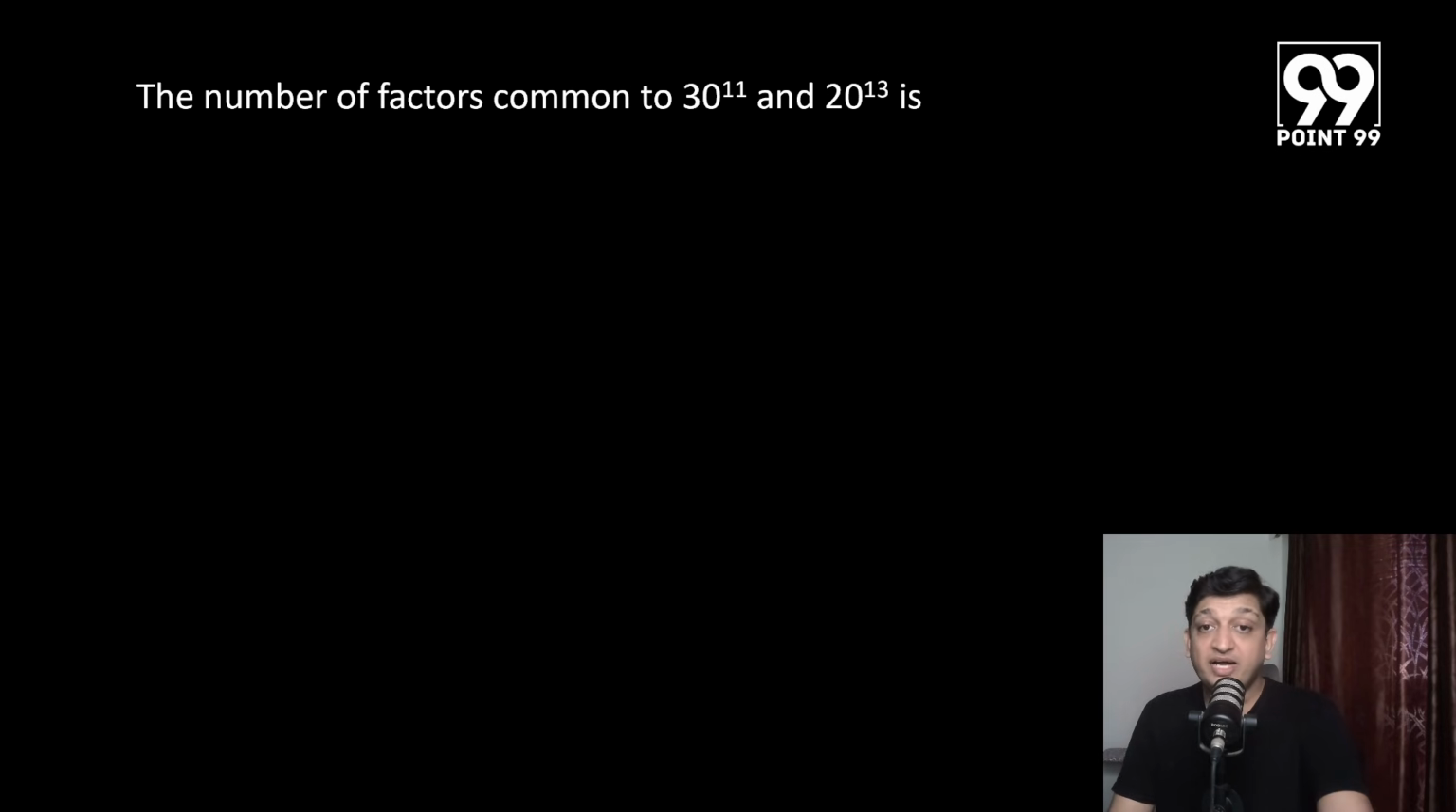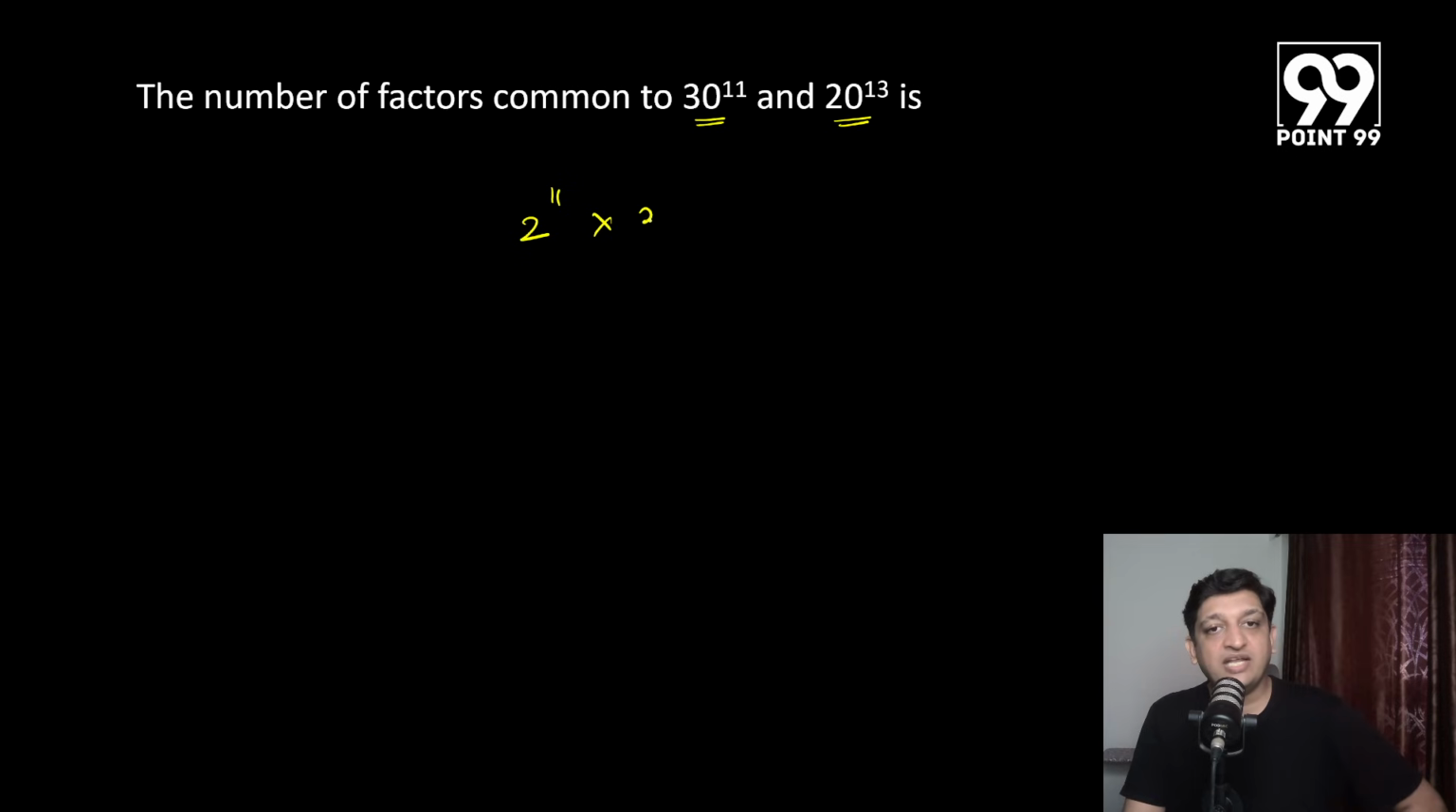So in this context, you have to understand that whenever you find the HCF of something, all the factors of the HCF are also going to be the common factors for these two numbers. So in this context, 30 raised to 11 and 20 raised to 13, if you just split it, you will be able to see that 30 is nothing but 2 into 3 into 5.